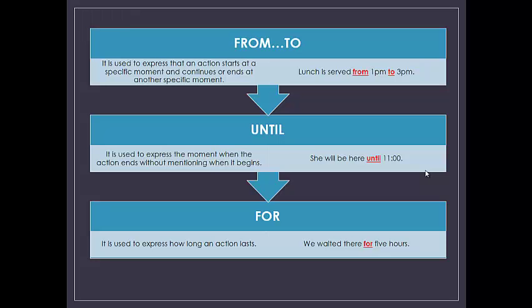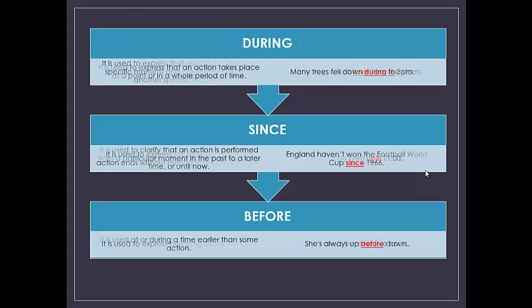For. It is used to express how long an action lasts. We waited there for 5 hours. During. It is used to express that an action takes place at a point or in a whole period of time. Example, many trees fell down during the storm. Since. It is used to clarify that an action is performed from a particular moment in the past to a later time or until now.